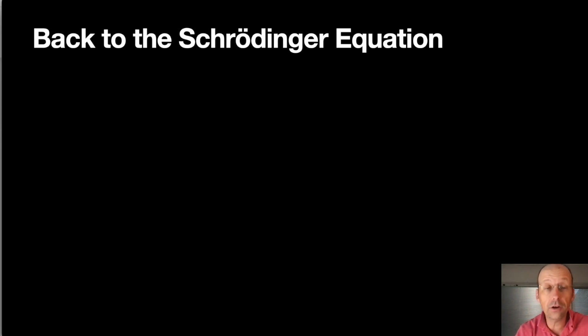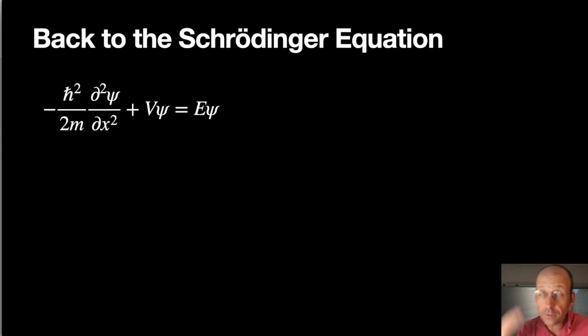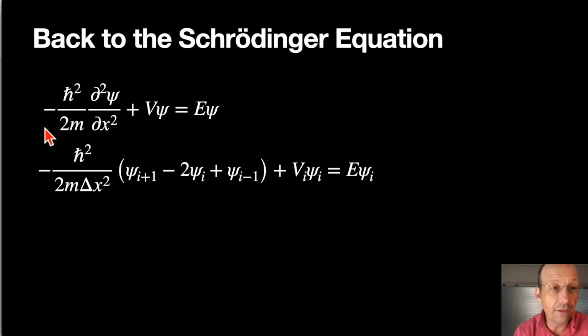So here is the Schrödinger equation. I have a second derivative, and I want to write that second derivative as a finite difference. So I'm going to replace that second derivative with the finite difference, and it looks like this. Here I have the negative h bar squared over 2m. I can factor out the delta x squared, and I put that down here. And then this term right there is my leftover part, that's the second derivative.